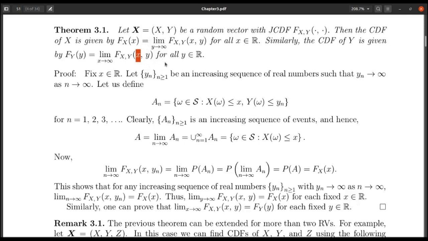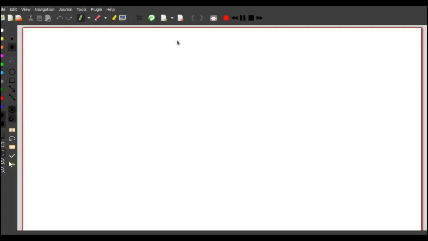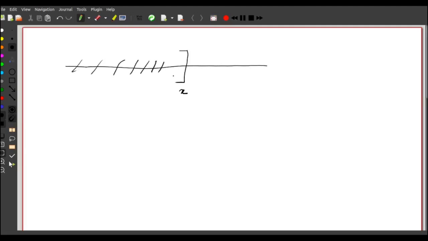Okay, let us first see the intuitive idea. What is the intuitive idea behind this? Before going into this, again recall the cumulative distribution function of a random variable. The cumulative distribution function of a random variable x is the probability that x is in this region, that x is less than or equal to small x. The probability of this part is the cumulative distribution function.